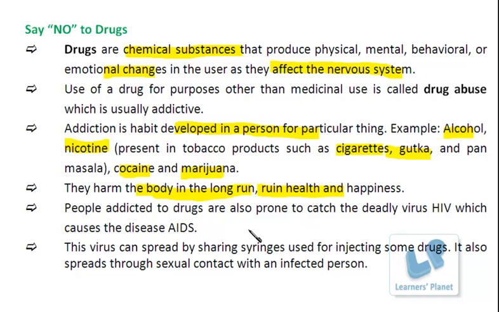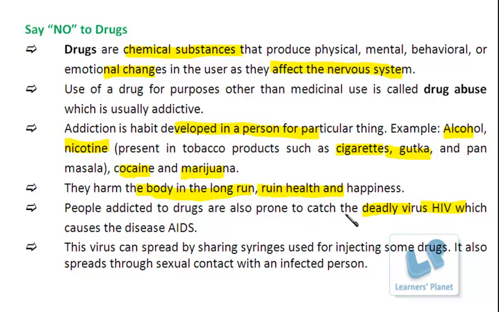These drugs are either taken orally or through injections. So it is observed that people who are addicted to drugs are more prone to catch the deadly virus, especially HIV. How does HIV spread, very well, right? It can spread through unsafe sexual contact, from mother to child during breastfeeding or during the pregnancy period, or it can even be spread through used needles.